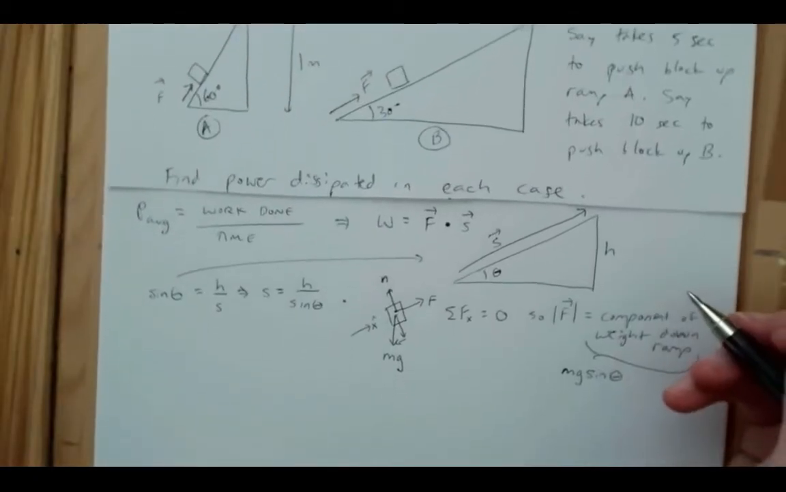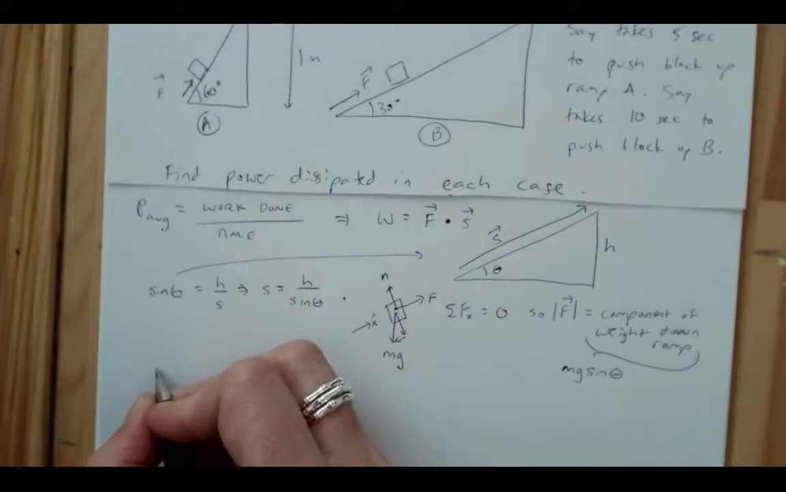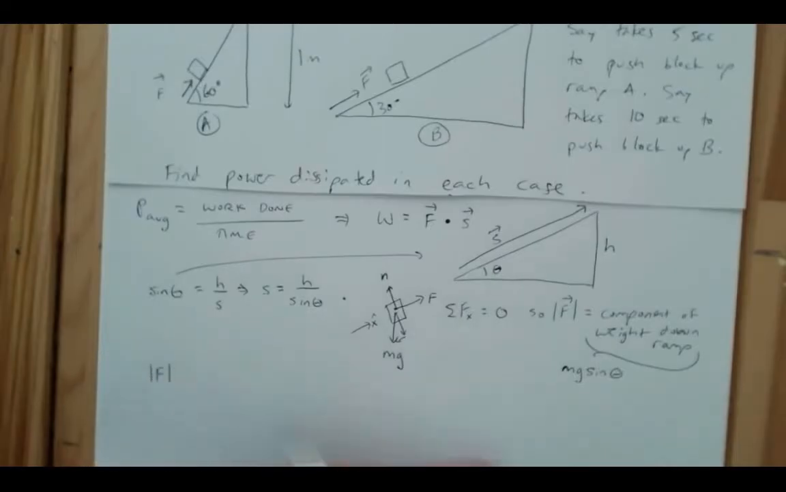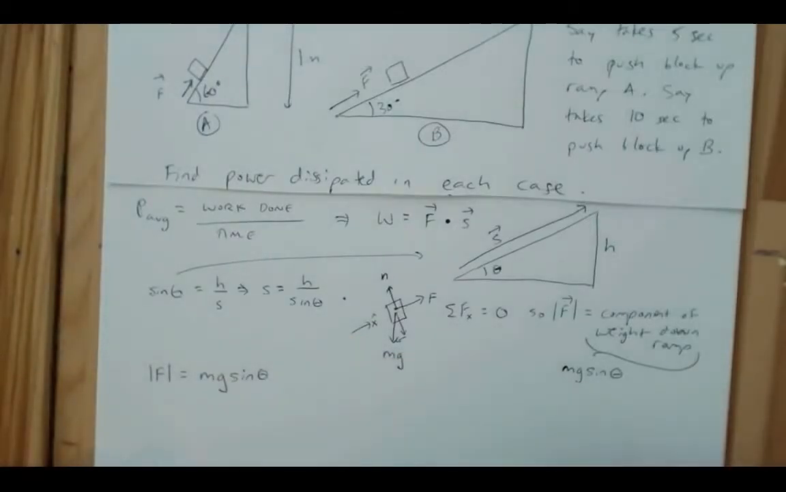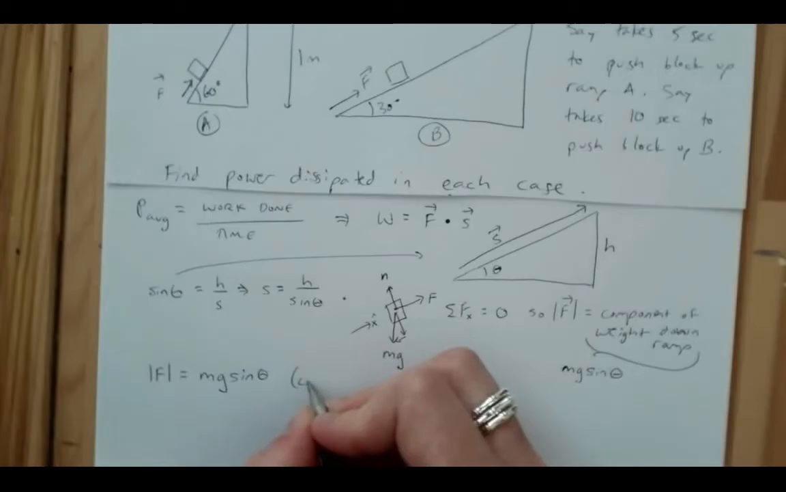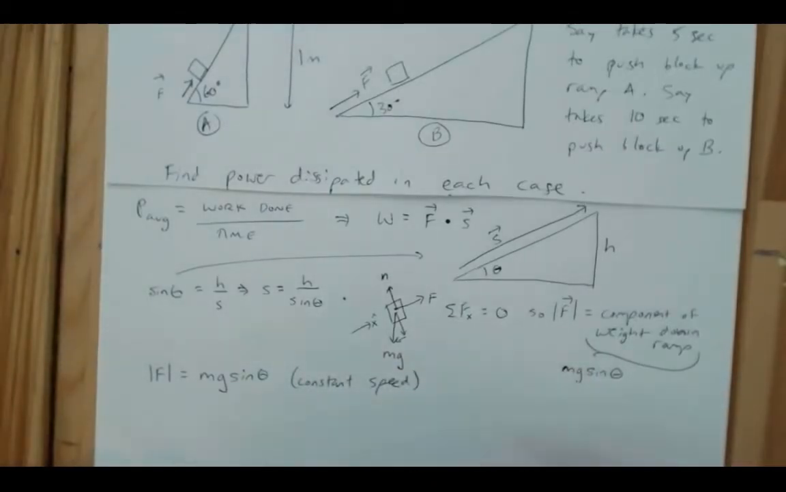So from a quick review here of our Newton's second law application, we should be able to see that the magnitude of the force is equal to mg times sine theta. And that's again because of constant speed. If you weren't given that information, you couldn't make this determination.